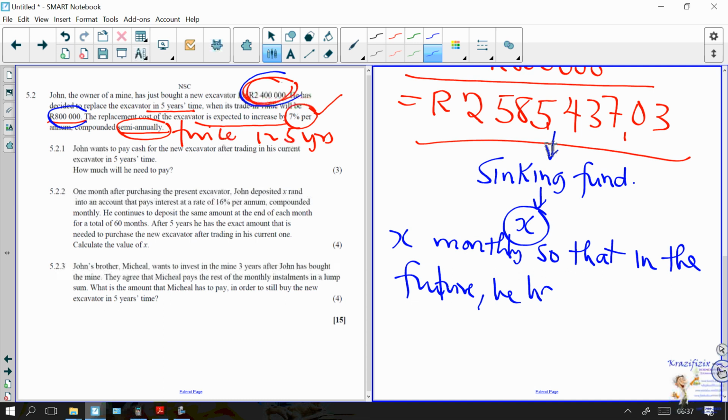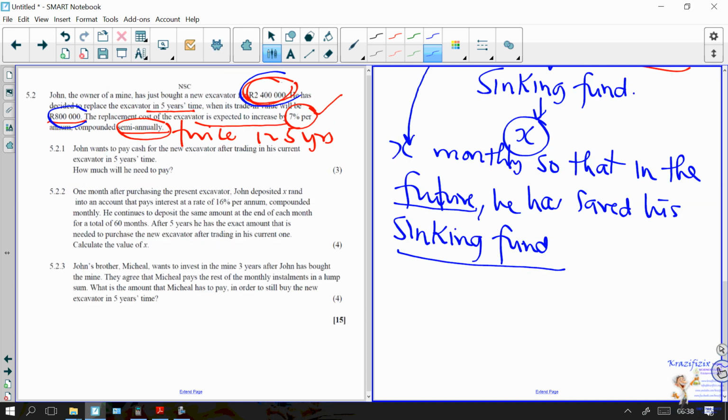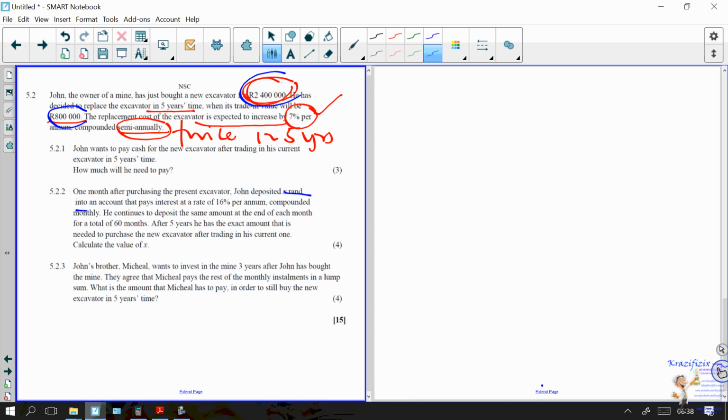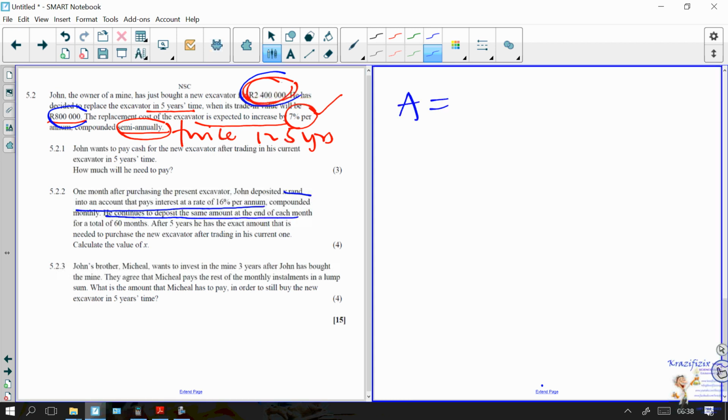1 month after purchasing the present excavator, let's try to run through the question. John deposited X rand into an account that pays an interest, all right, per annum, 16% per annum compounded monthly. He continues to deposit the same amount. Guys, this is what makes this formula different. This is also a future value formula, but we use this for only one deposit.